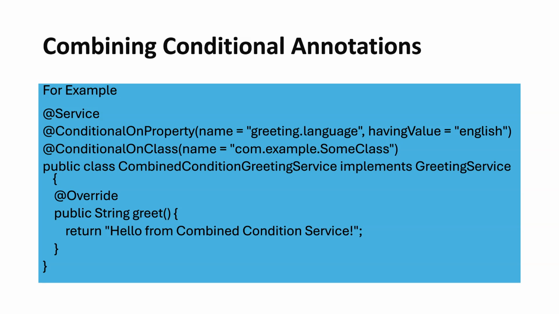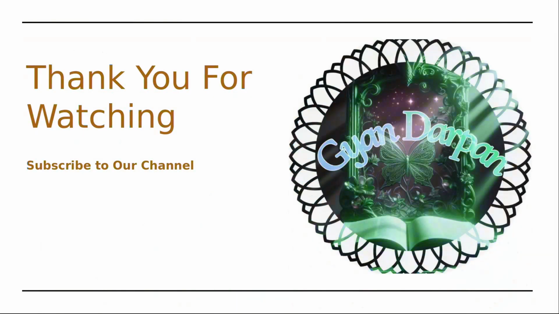Combining conditional annotations is a powerful technique that allows us to handle complex conditions with ease, ensuring that beans are only created when all necessary criteria are fulfilled. This makes our Spring Boot applications more robust and configurable, capable of adjusting to different scenarios based on the application's state and configuration. In conclusion, Spring Boot's conditional annotations provide a powerful way to manage bean creation based on various criteria, making your applications more flexible and adaptable.